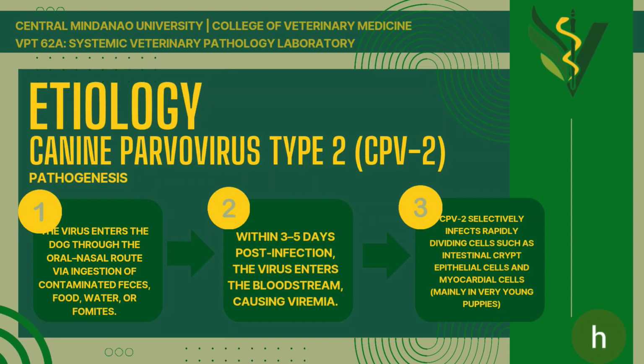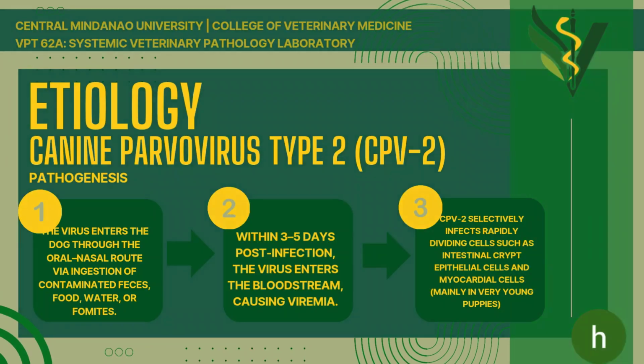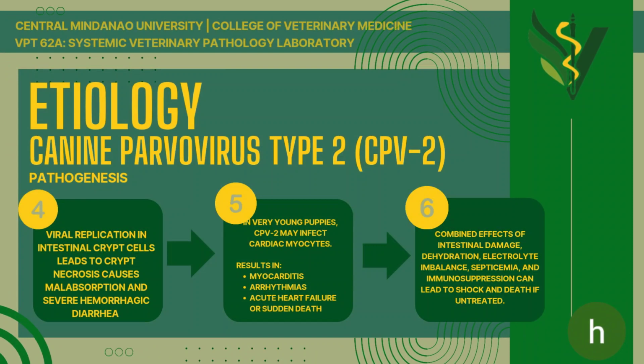Through the viremia, canine parvovirus disseminates systemically and targets tissues with high mitotic activity. The most important target tissues include the intestinal crypt epithelium, bone marrow precursor cells, lymphoid tissues, and, in very young puppies, the myocardium of the heart. In the small intestine, the virus specifically infects and destroys the rapidly dividing stem cells located in the crypts of Lieberkühn, because these cells are responsible for replenishing the villus epithelium of the intestine.